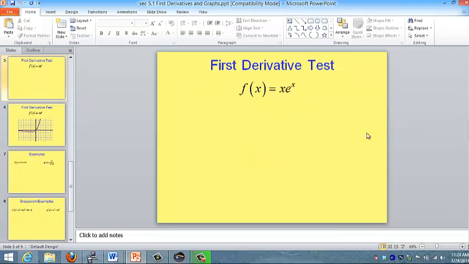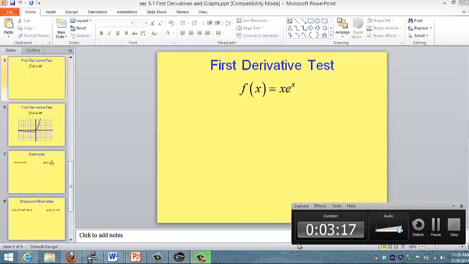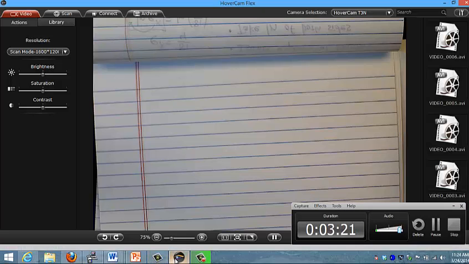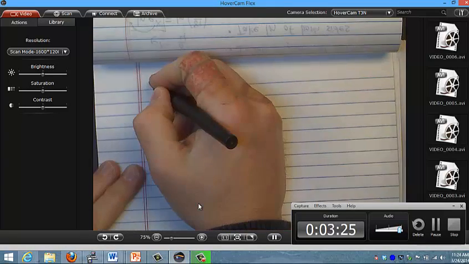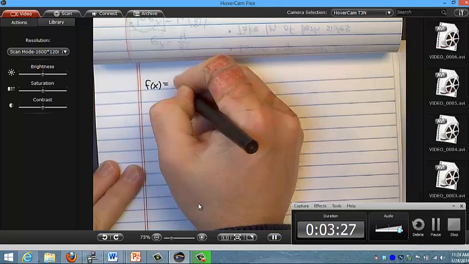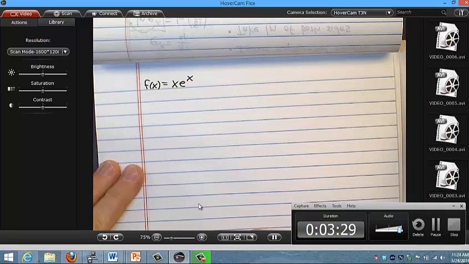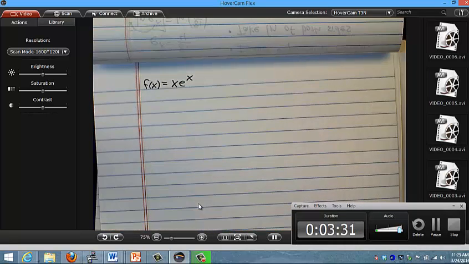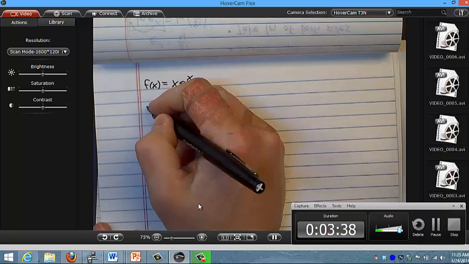I want to teach today what's called the first derivative test. And I thought I'd use this as our first example: x e to the x. So I'm going to go ahead and give that a shot. It's a nice example because we were just dealing with this e to the x function all week, well, for the last couple weeks, really. And so I'm going to go ahead and compute the derivative.